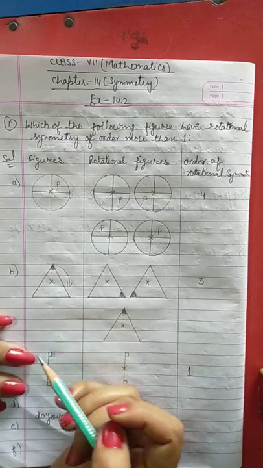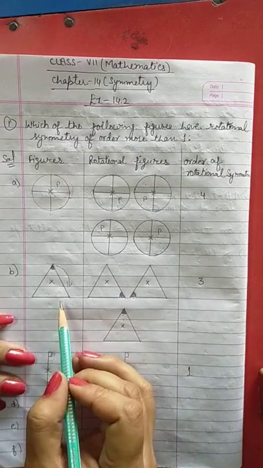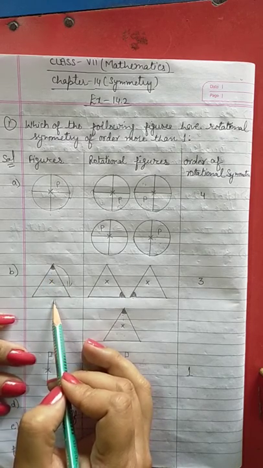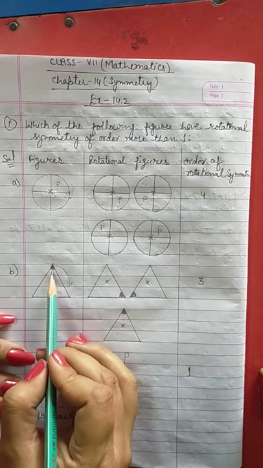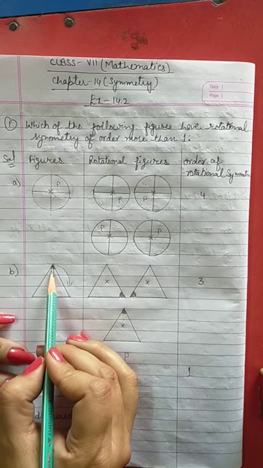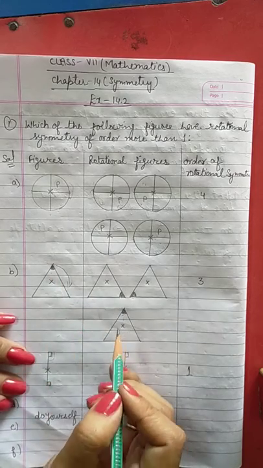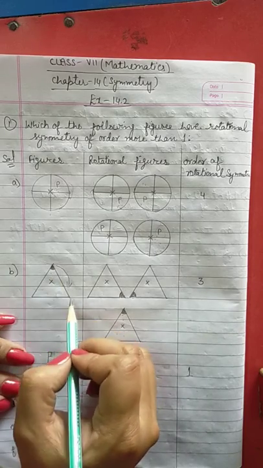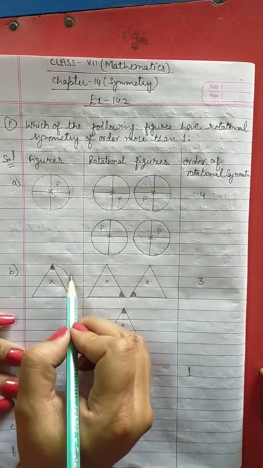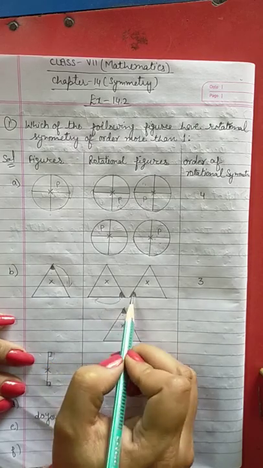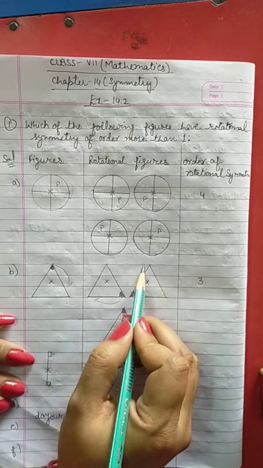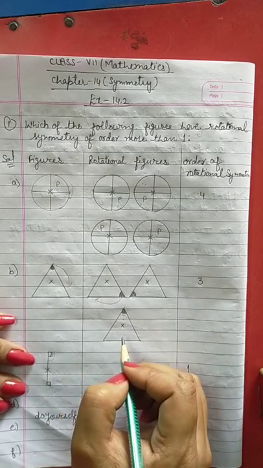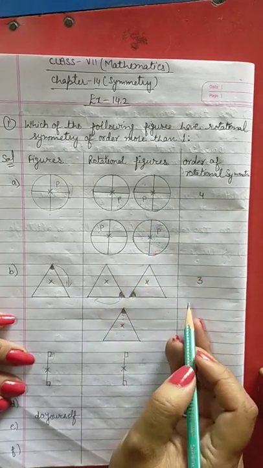Then the same in part B. In part B we have a triangle, and as we know there are 3 sides, and we have to find the order of rotational symmetry. I have shaded one angle so that it is clear how many rotations it takes to reach its original position. On rotating the first time, this shaded portion reaches here. Then rotating again it reaches here, then again here. You can see that on the third rotation it reaches its original position. So here the order of rotational symmetry is 3.